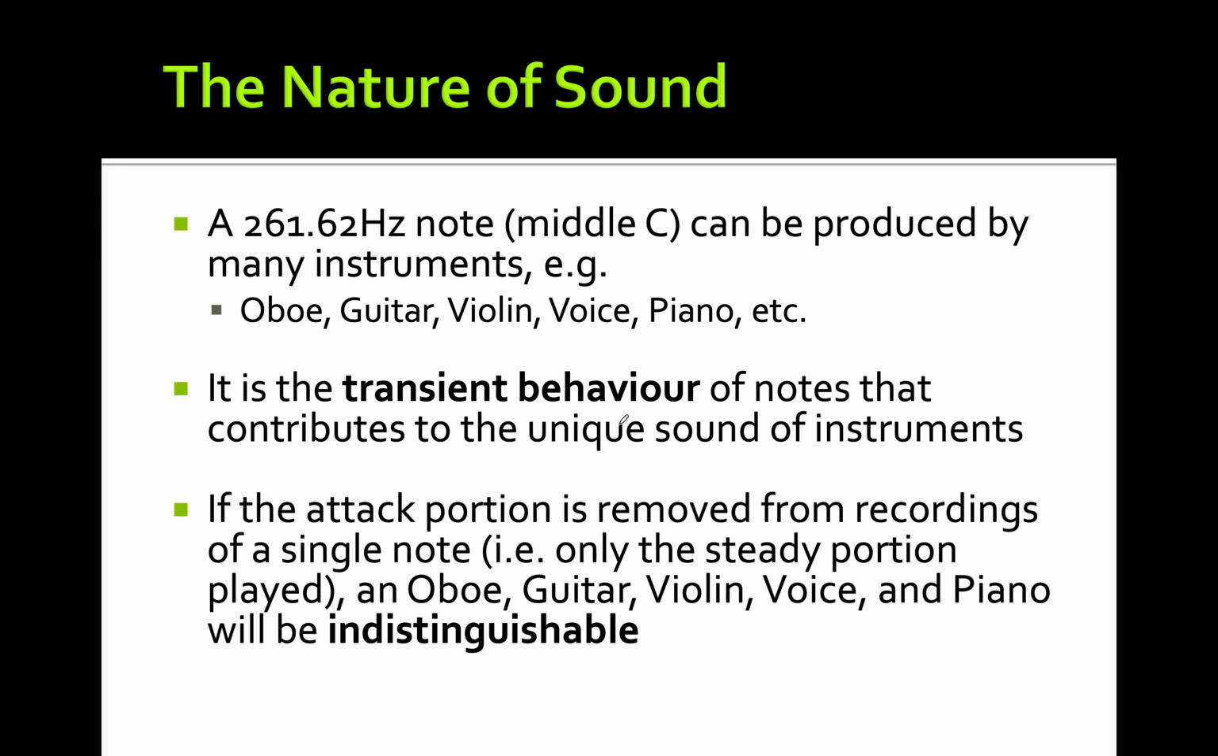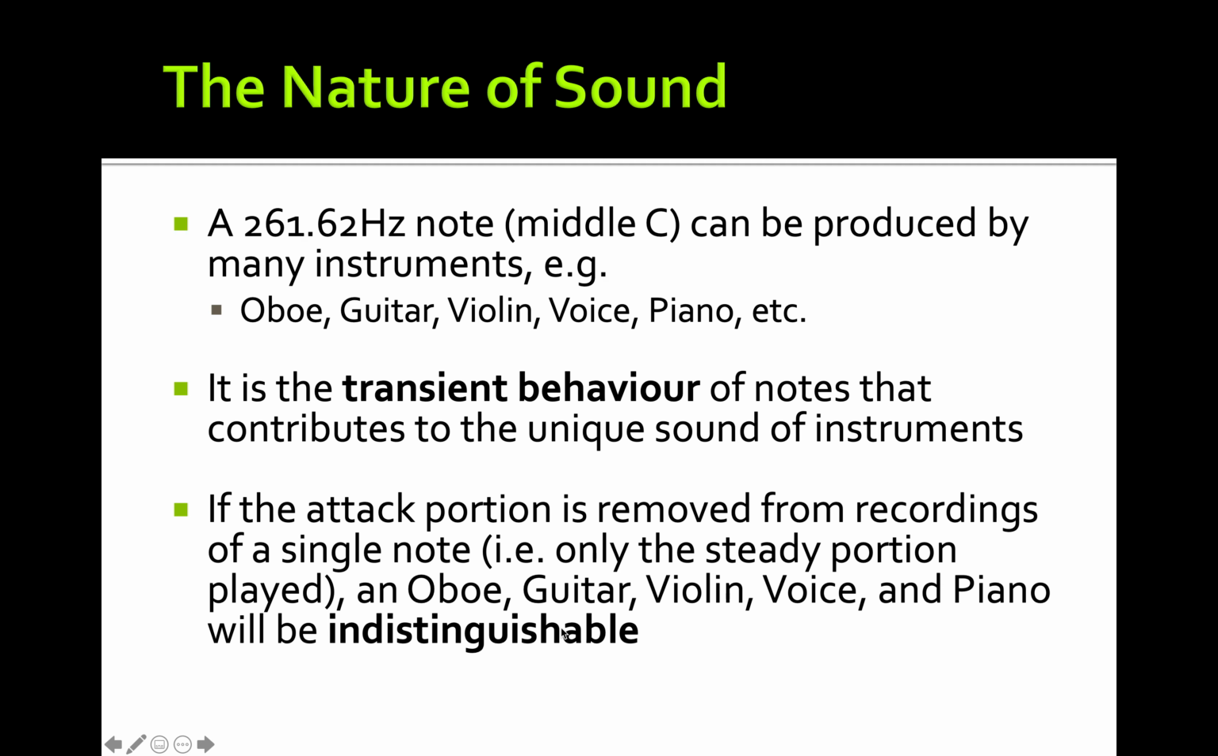We know that different instruments have different sounds. So it is the transient behavior that belongs to that specific instrument and differentiates between their sounds. If the attack portion is removed from the recording of a single note and only the steady portion is played, the guitar, violin, voice, and piano will be indistinguishable.